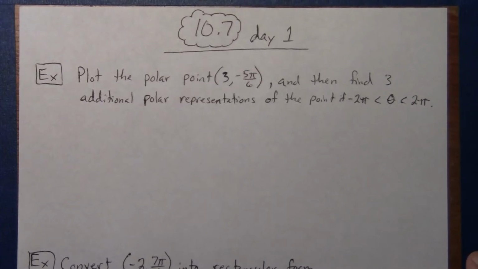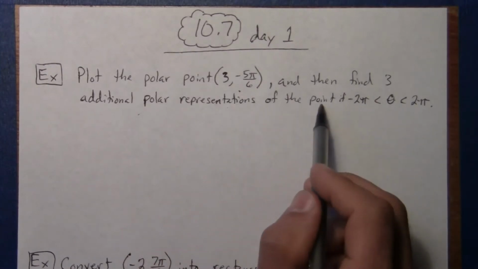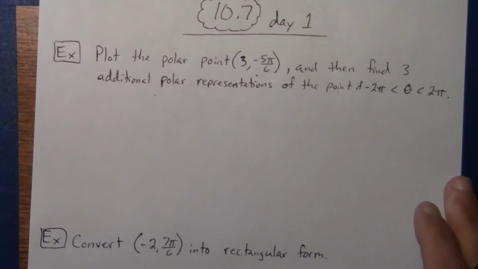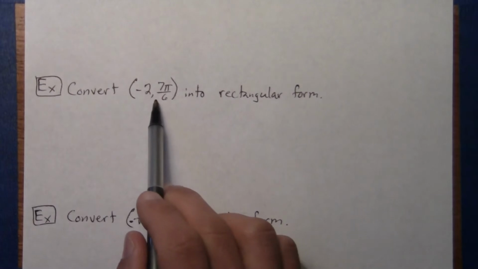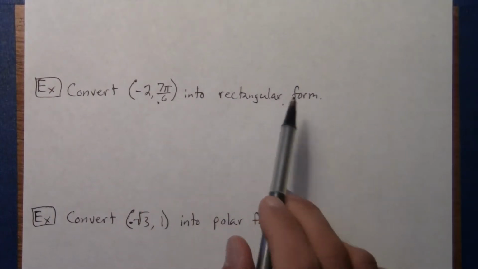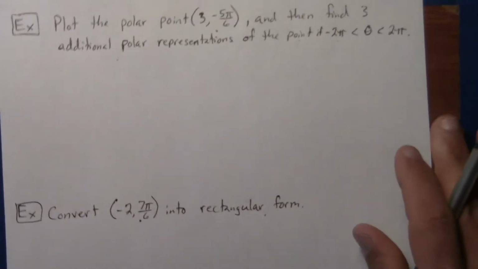All right, looking at section 10.7 day 1, I'm going to do 3 problems with you. We'll take a look at plotting a polar point and then finding 3 additional polar representations of that point between negative 2 pi and 2 pi. We'll also convert a point that's in polar form into rectangular form, and then we'll convert a rectangular point into polar form.